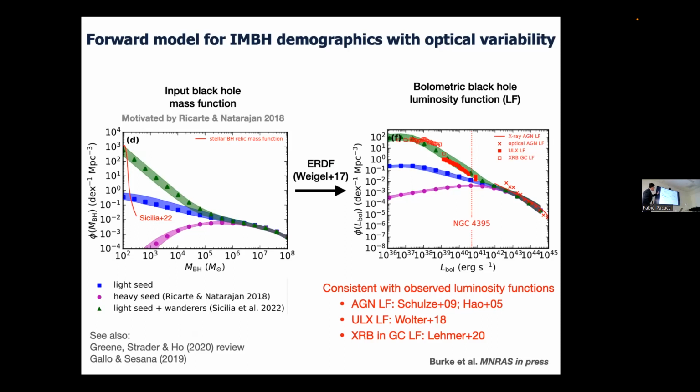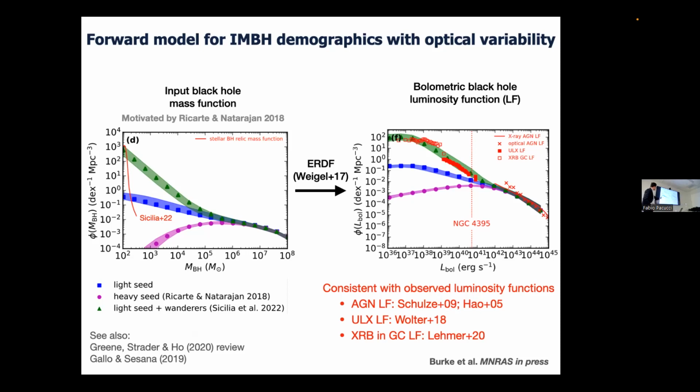So we start with the input black hole mass function, and there are different possibilities depending on the seeding scenario that you choose. They're all consistent with every massive galaxy having a supermassive black hole in it. So they all look the same for supermassive black holes. That's constrained by observations as well, which I'll talk about in a second. But for the IMBHs, the number densities or the occupation fractions are unknown.